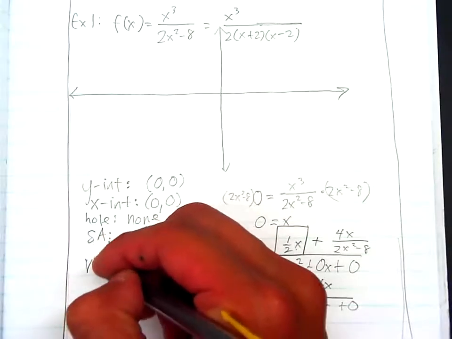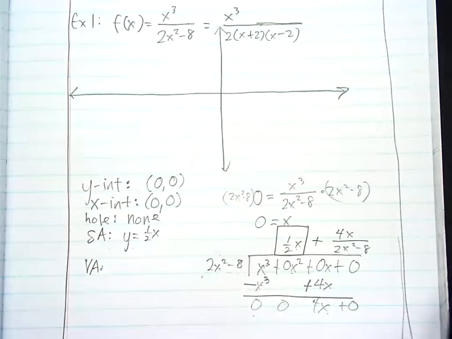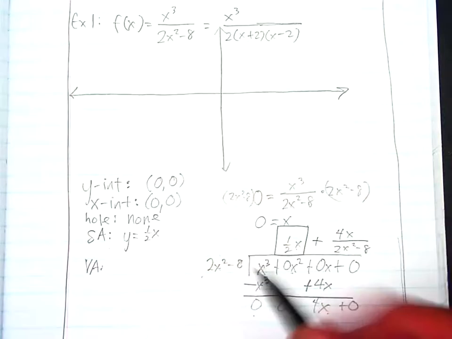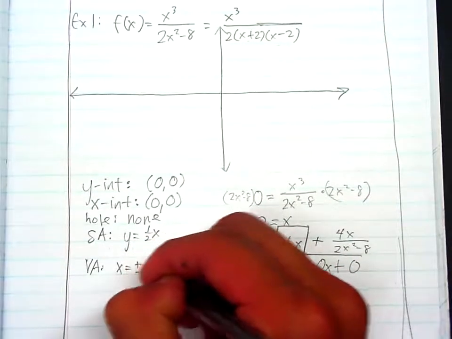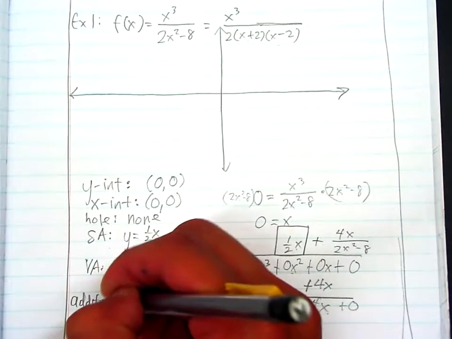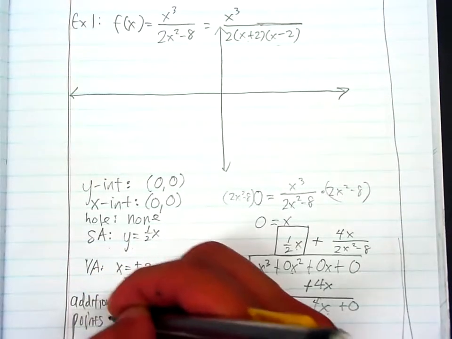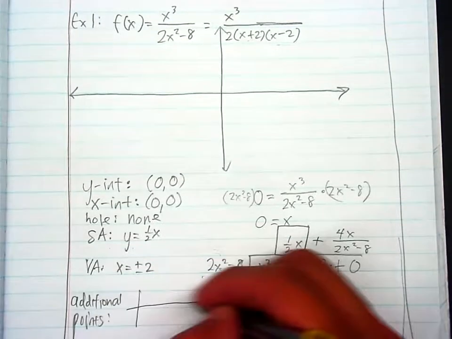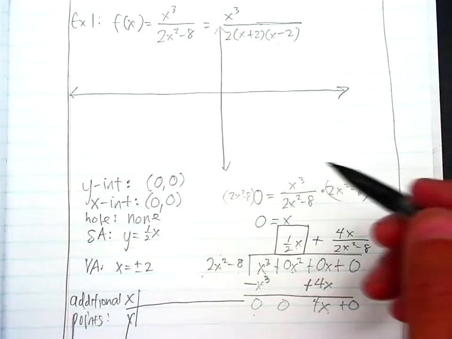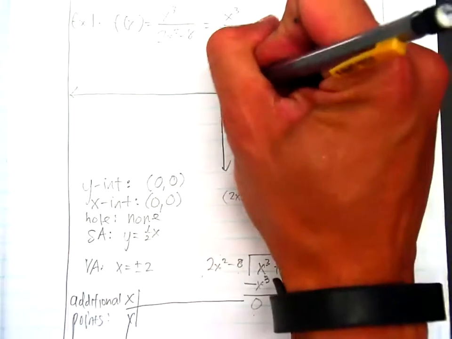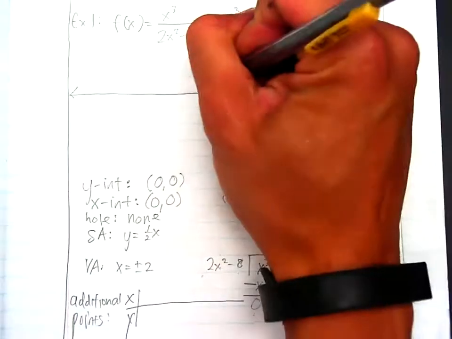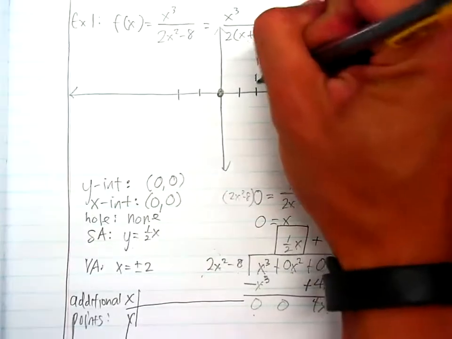My vertical asymptote is what makes my denominator equal 0. So I'm going to look here, and when x is negative 2 or 2, it's going to equal 0. So x equals plus or minus 2. And then I'm going to leave some room for additional points in case I need it. I don't know if I need it just yet. Probably will know. Okay, so x and y. All right, so let's start drawing anything we can. I know my x and y intercept are 0, 0. I know I have vertical asymptotes at 2 and negative 2.